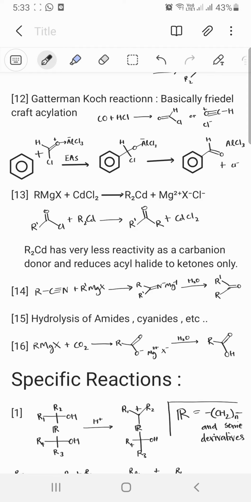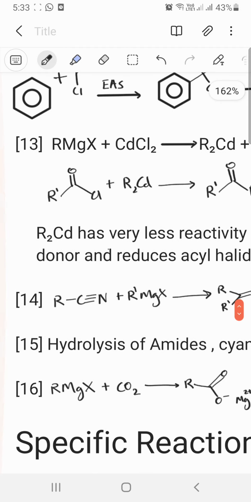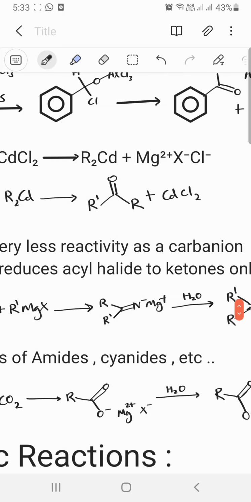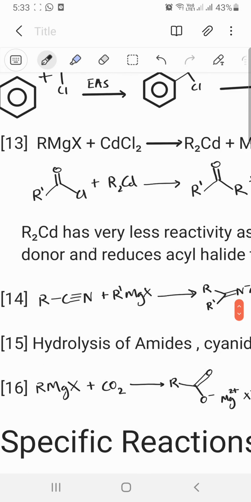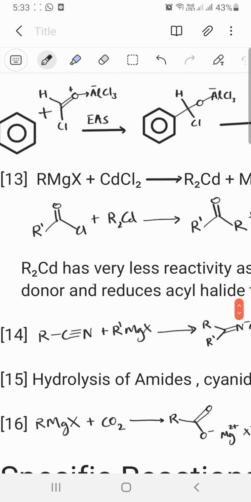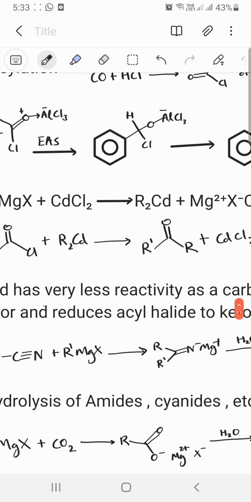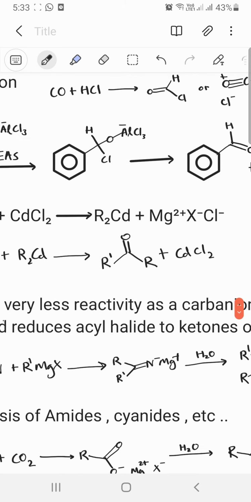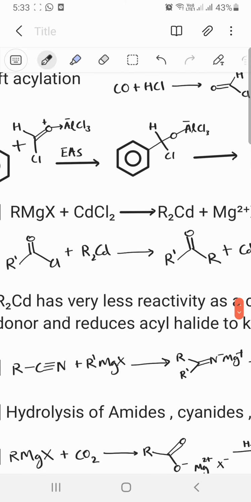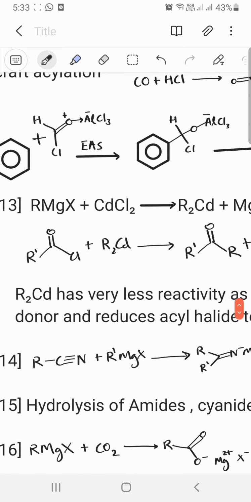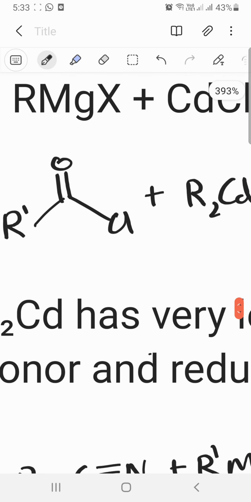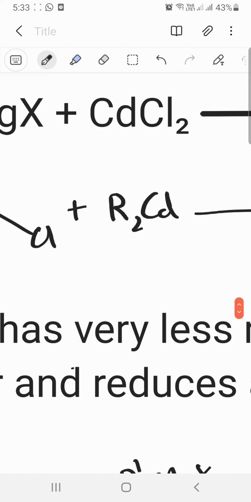Wait a second. What did we say? RMgX, so R minus basically. CdCl2. Oh yeah, this is not bad. Cool. And then this R2Cd thing, that's what we are using. CdCl2. Right, so this chlorine over there. That's nice.